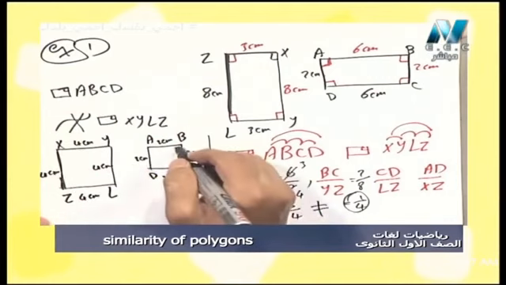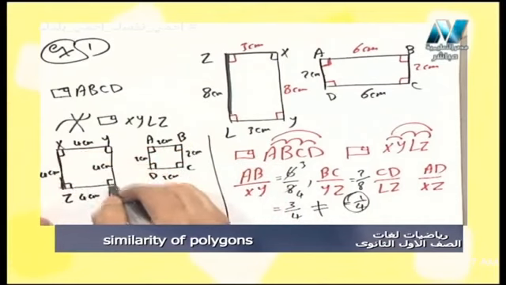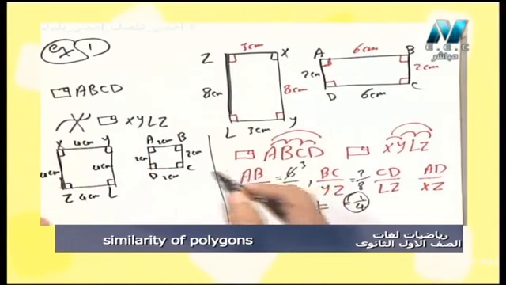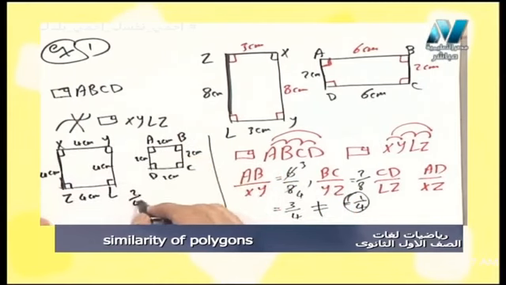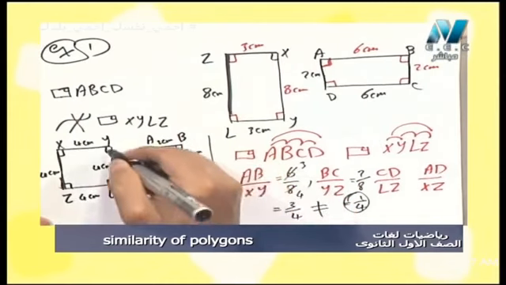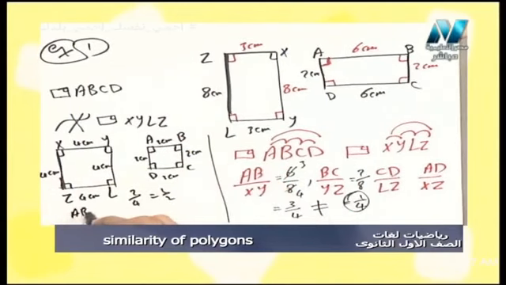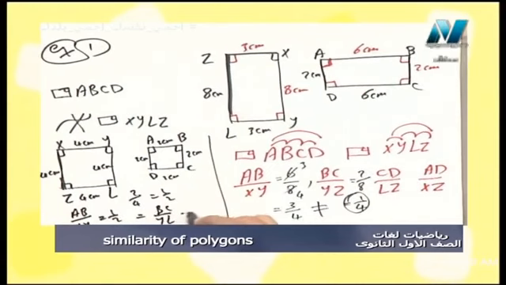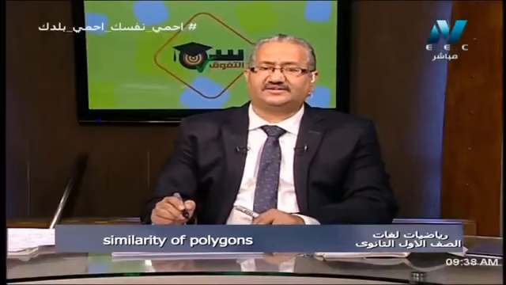We know that all angles here are 90 degrees, they are right angles. So each two corresponding angles here are equal in measure, and for each two corresponding sides, say AB over XY equals 2 over 4, which is half. BC over YL equals half also. So each two corresponding sides here equal the other ratio, for example BC over YL, and so on. So the two squares here, of course, are similar.